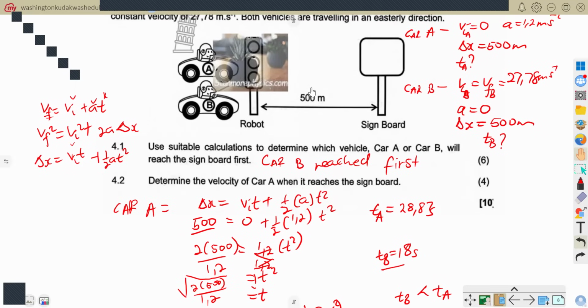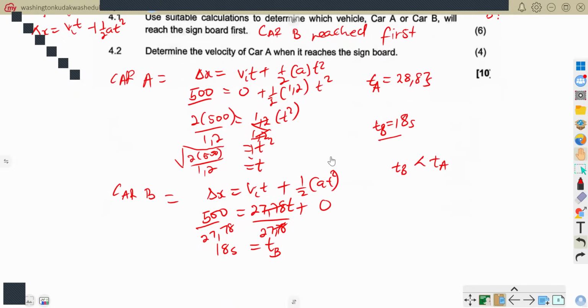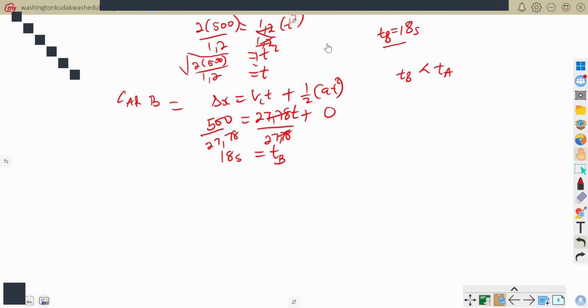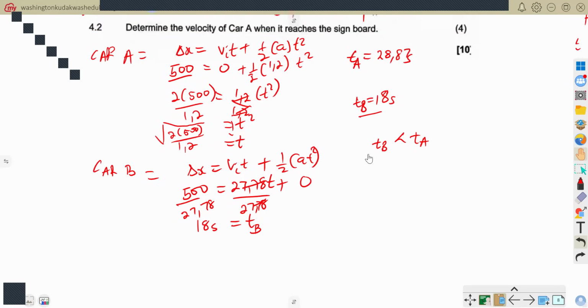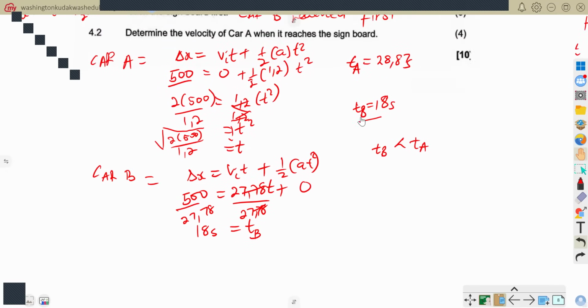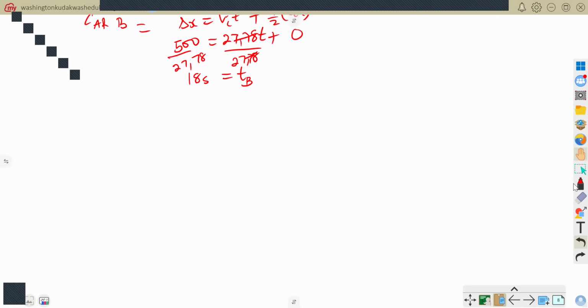After knowing the displacement, the initial velocity, and the acceleration, we now need to find the final velocity. We are going to use the same equations of motion to calculate for car A. We are answering question number 4.2.